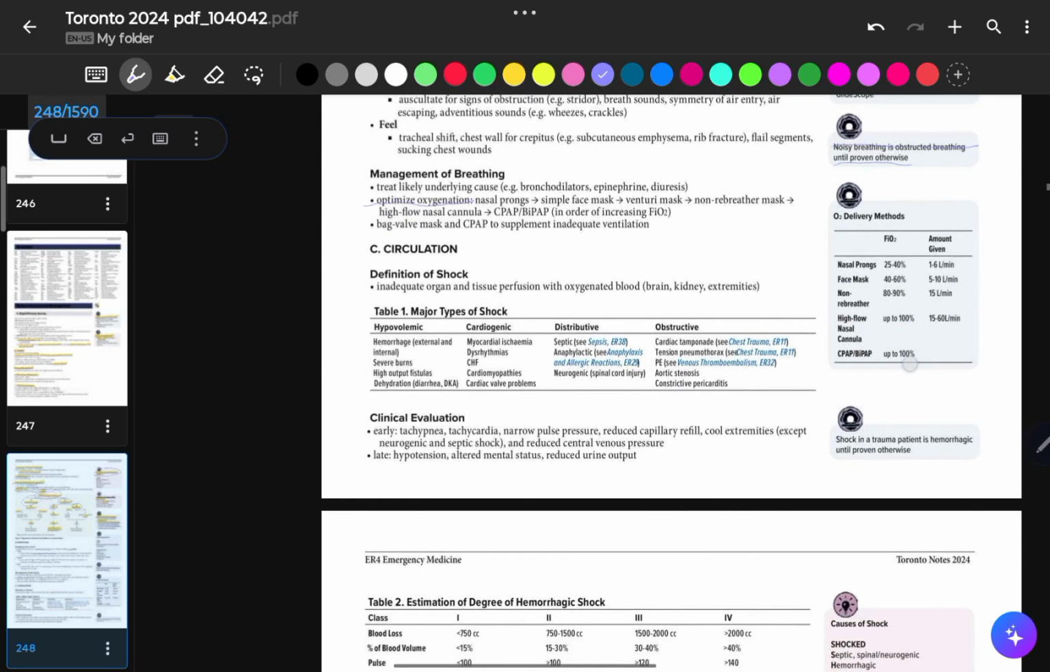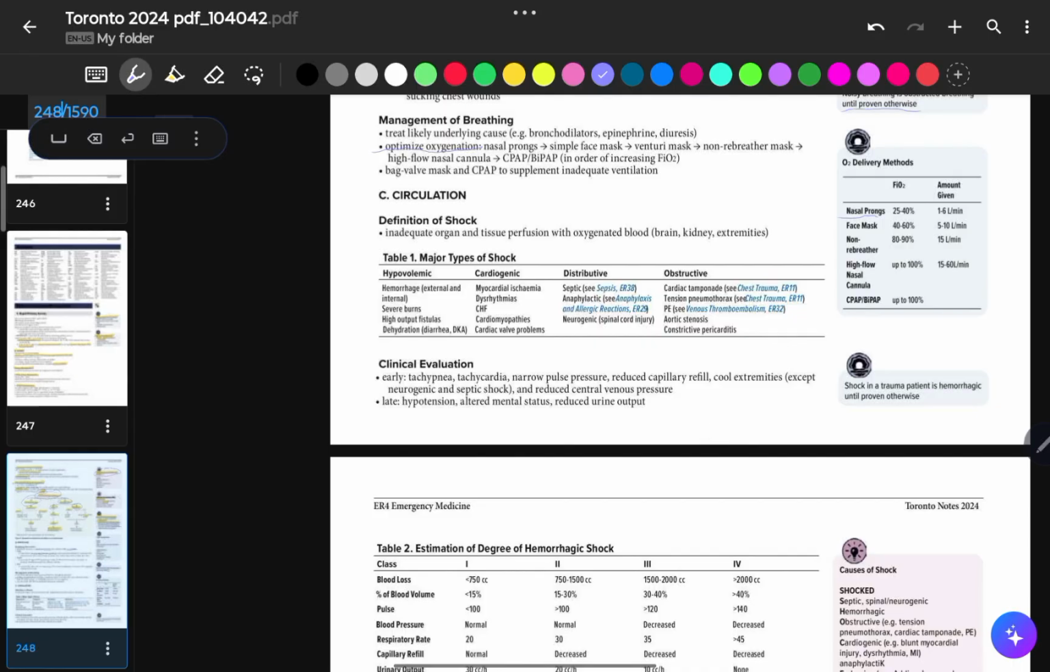So basically when we're looking at nasal prongs, the FiO2 that can actually be delivered is 25 to 40%, and the amount of oxygen is 1 to 6 liters per minute. The face mask, it's 5 to 10 liters per minute of oxygen. A non-rebreather, it's 15 liters per minute. And for a patient given a CPAP or a BiPAP, you can give this patient up to 100% oxygen. All right. So as you go up, the higher amount of oxygen you can give to the patient.